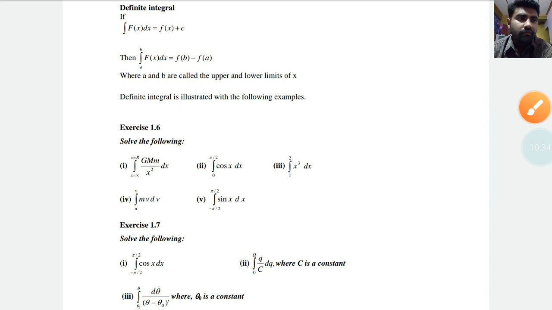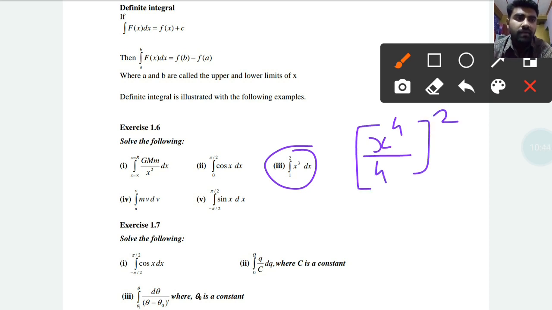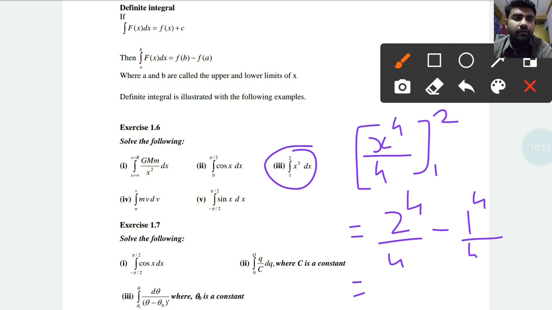Now for the third one, x raised to cube. So the answer is x raised to 4 by 4, power plus 1 upon power plus 1, upper limit 2, lower limit 1. So it is equal to 2 raised to 4 upon 4 minus 1 raised to 4 upon 4. So 2 raised to 4 is 16, 16 by 4 is 4, minus 1 by 4. So that is 15 by 4. So that is the solution of this one, right?